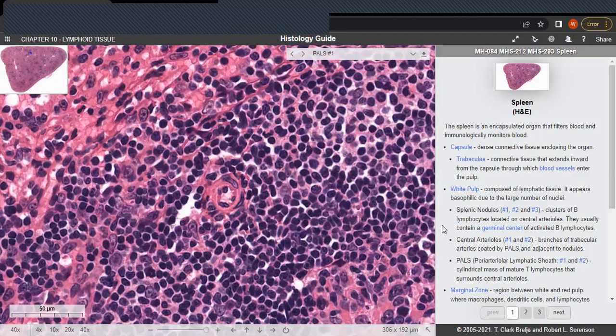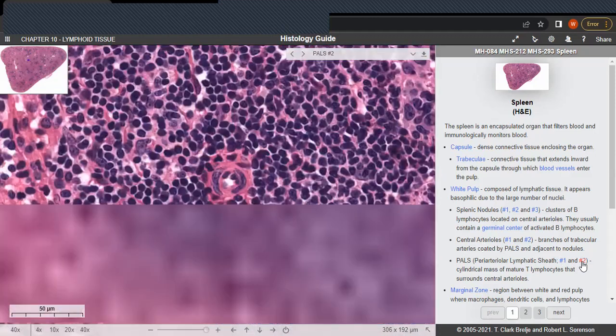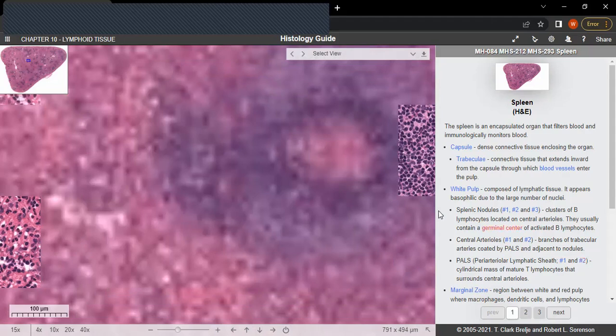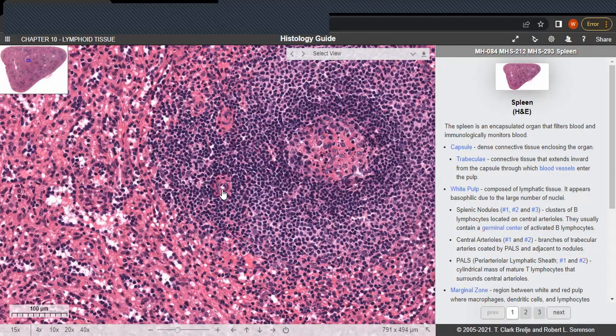Also remember, nodules are mainly composed of B lymphocytes, but the periarterial lymphatic shield is mainly composed of T lymphocytes, which originate from the thymus. Also see this is another arteriole here in association with this lymphatic tissue.